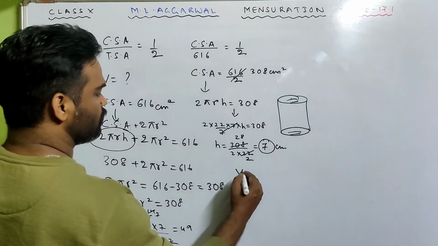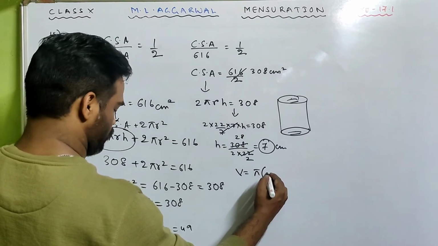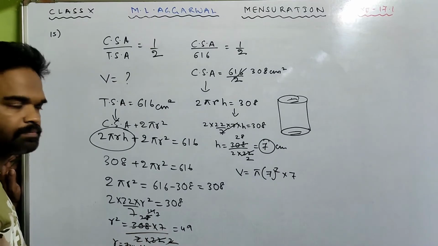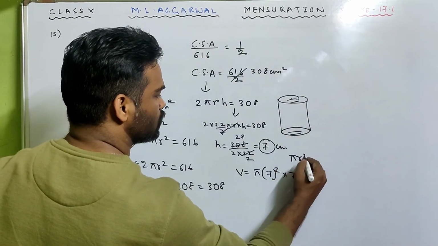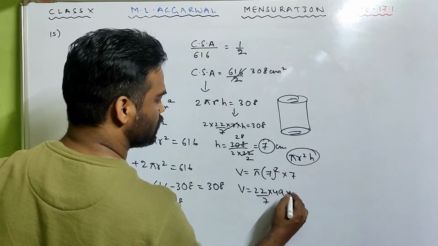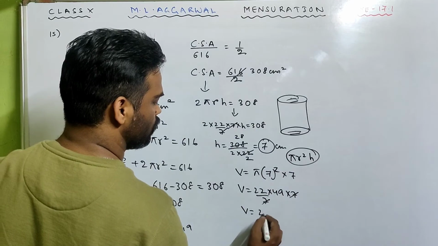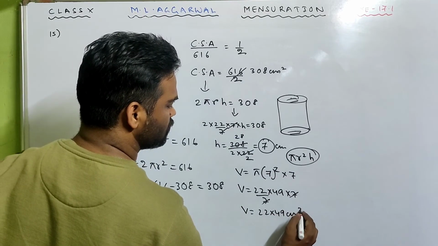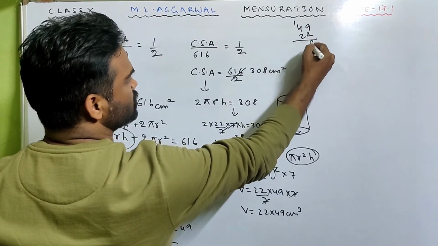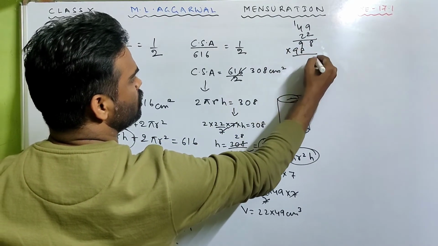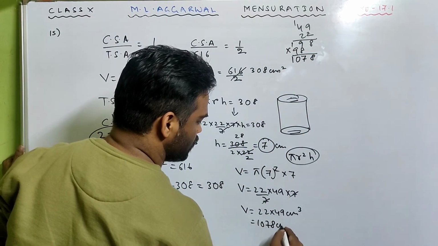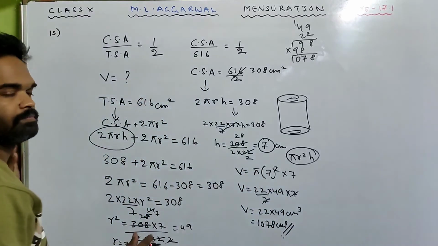What will be volume? Volume will be pi r square h, which is 7 square into h, which is 7. So volume is 22 by 7 into 49 into 7. 7 cancels out. So volume is 22 into 49 centimeter cube. Just calculate. 49 multiplied by 22. Yes or no? 1078 centimeter cube, and that's the volume.